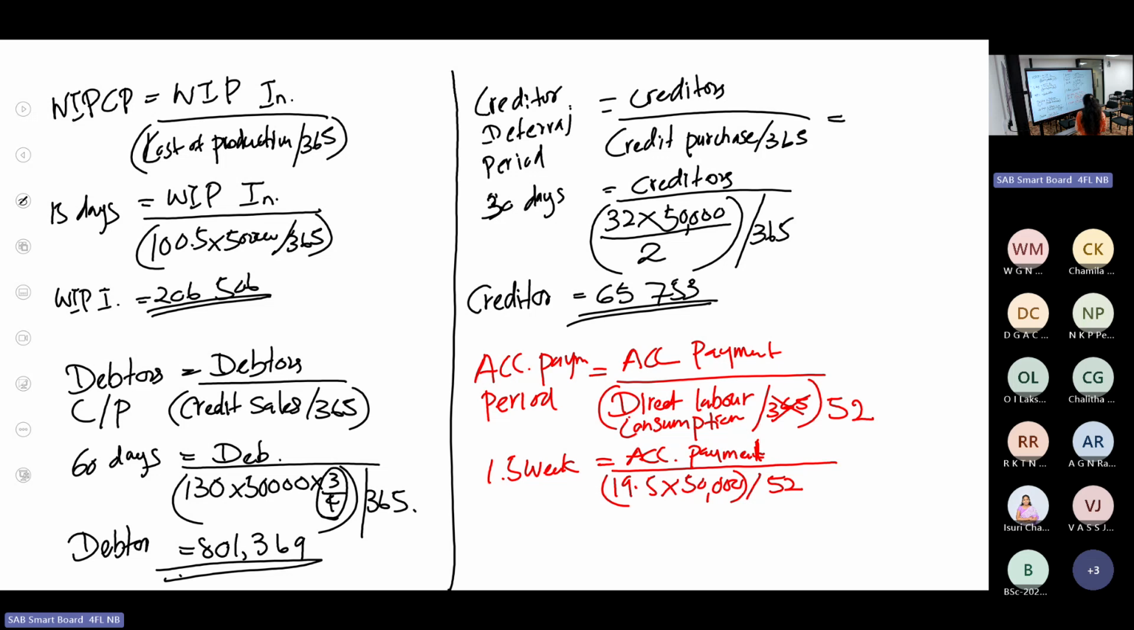19.5 multiplied by 50,000, then divided by 52 and multiplied by 1.5. That is the accrued payment: 28,125.